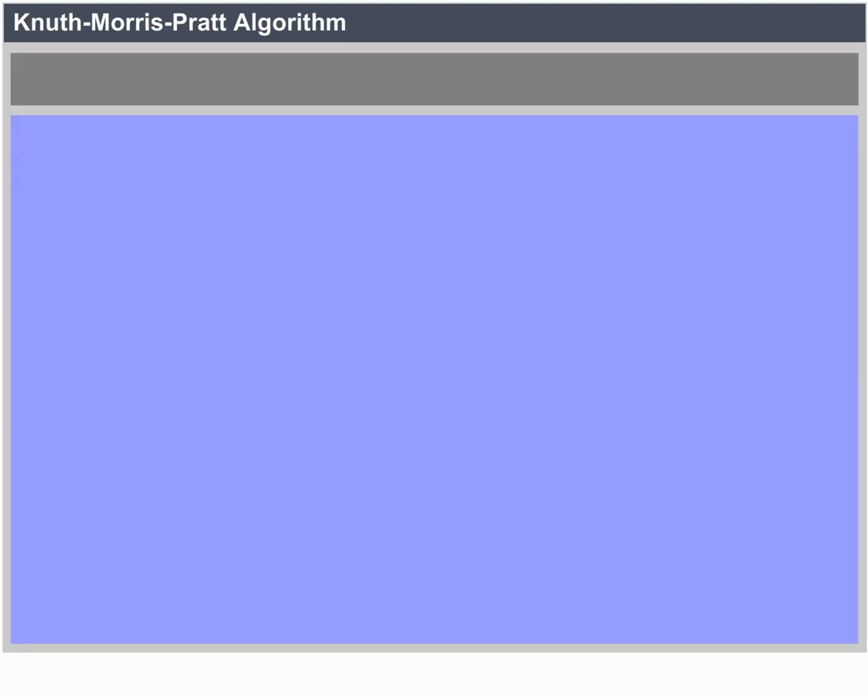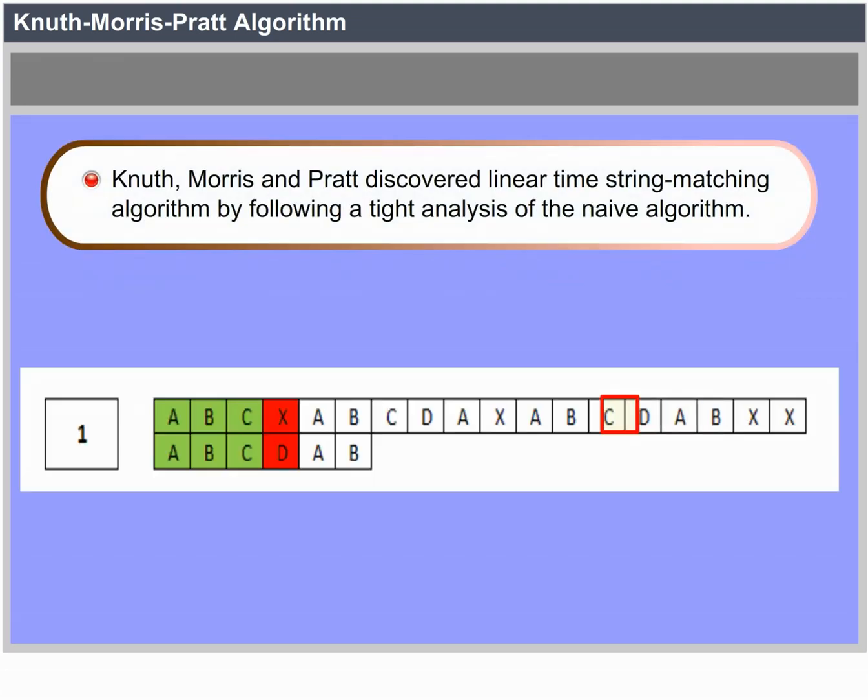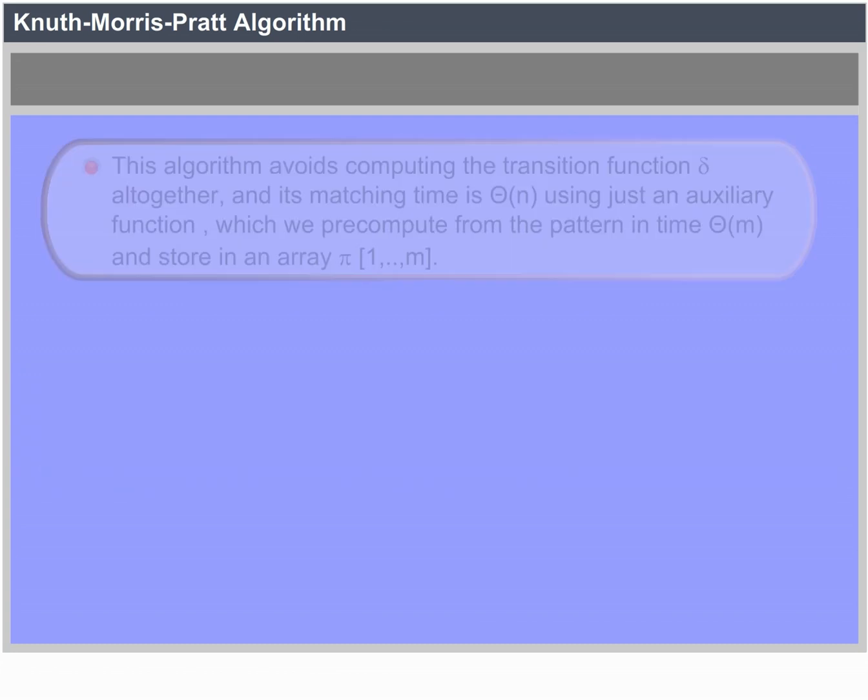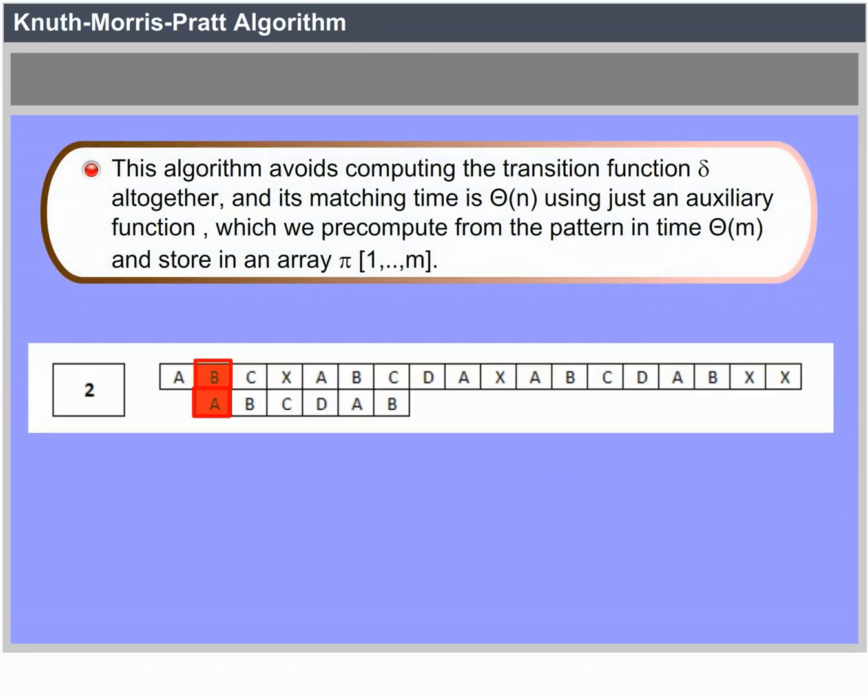Knuth, Morris, Pratt or KMP algorithm. Knuth, Morris and Pratt discovered a linear time string matching algorithm by following a tight analysis of the naive algorithm. This algorithm avoids computing the transition function delta altogether, and its matching time is big theta of n using just an auxiliary function pi, which we pre-compute from the pattern in time big theta of m and store in an array pi of 1 up to m.